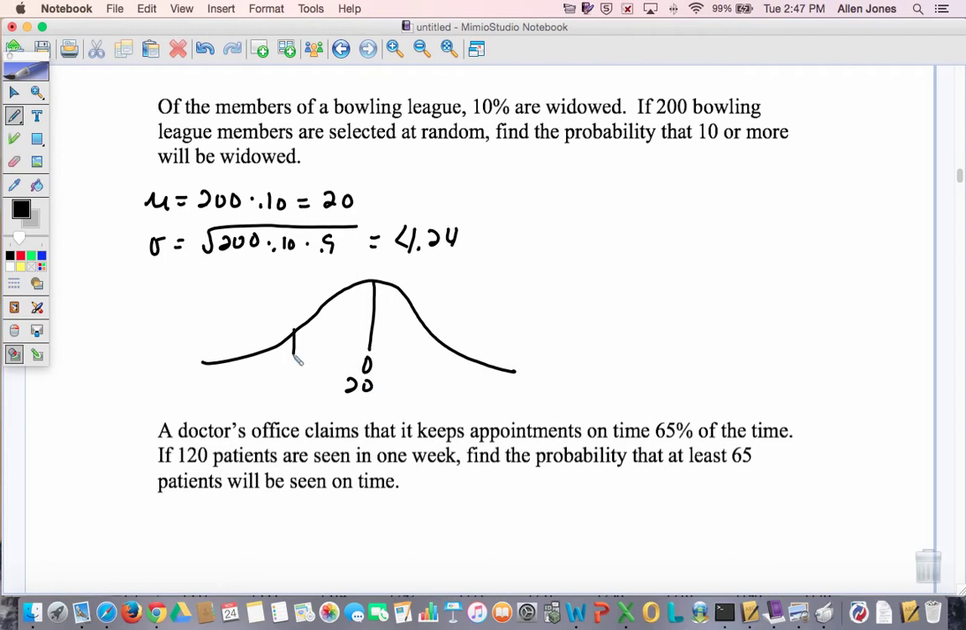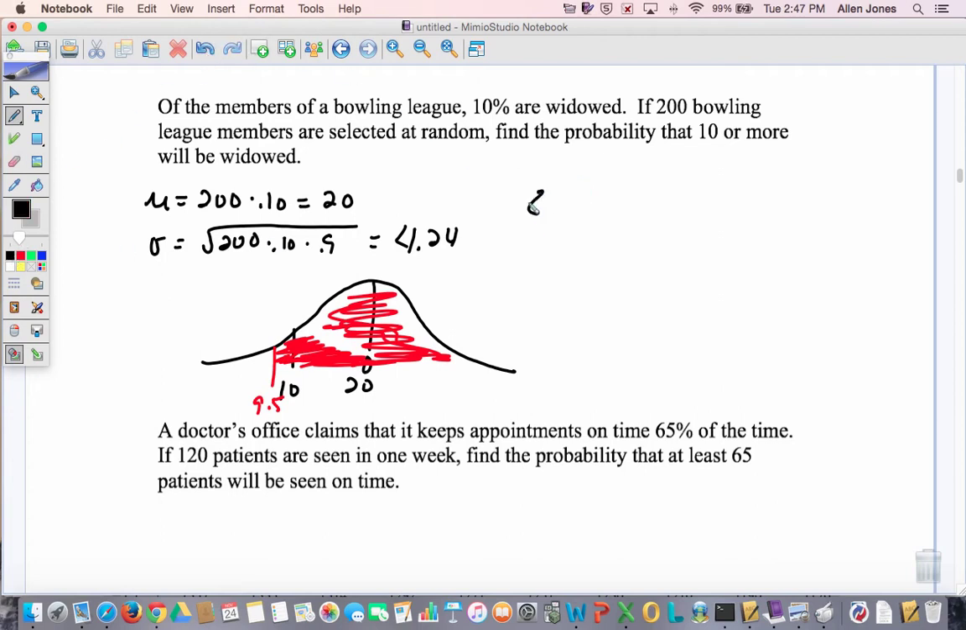Sketching our curve, we have 0 and 20 in the middle. 10 or more, 10 is going to be on this side. 10 or more means that 10 is part of my shaded area, so when I make my correction, I need to make sure that when I shade to the right, 10 is included, so it means my correction goes to 9.5 and we shade over to the right. That puts 10 in my shaded area because 10 is 10 or more.